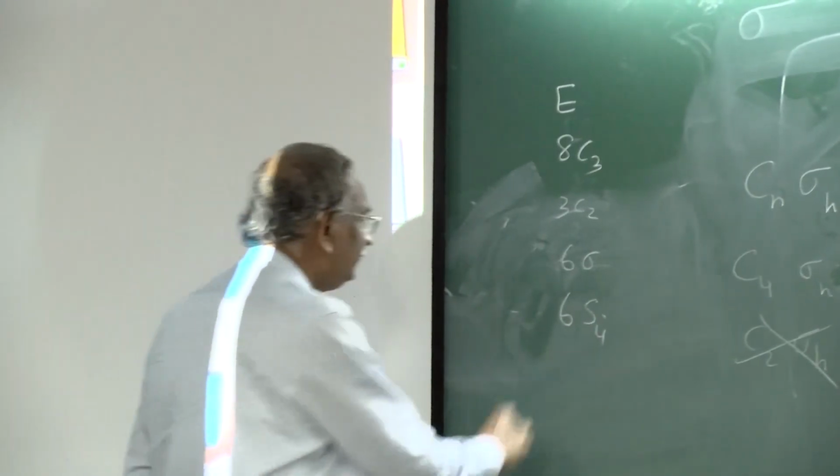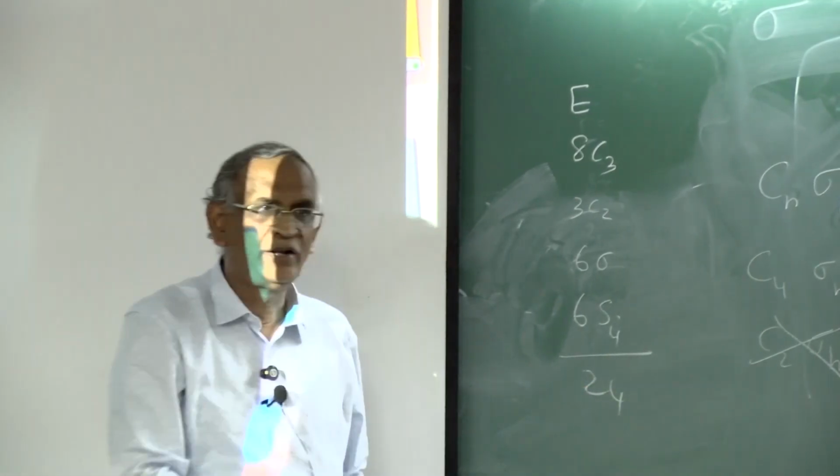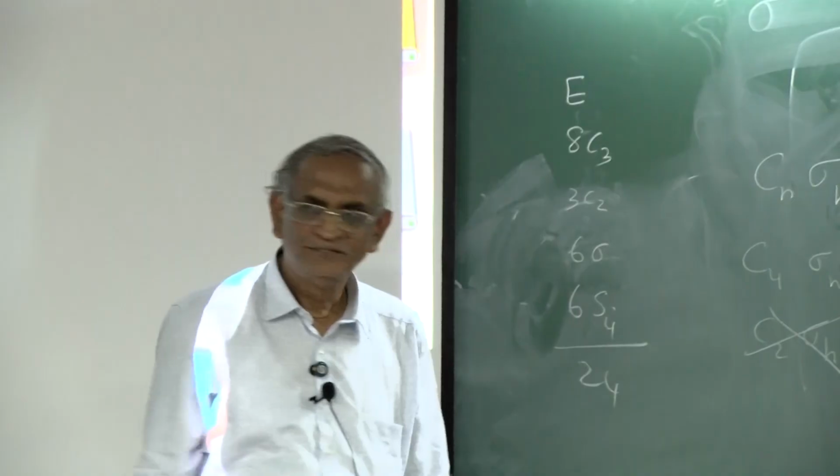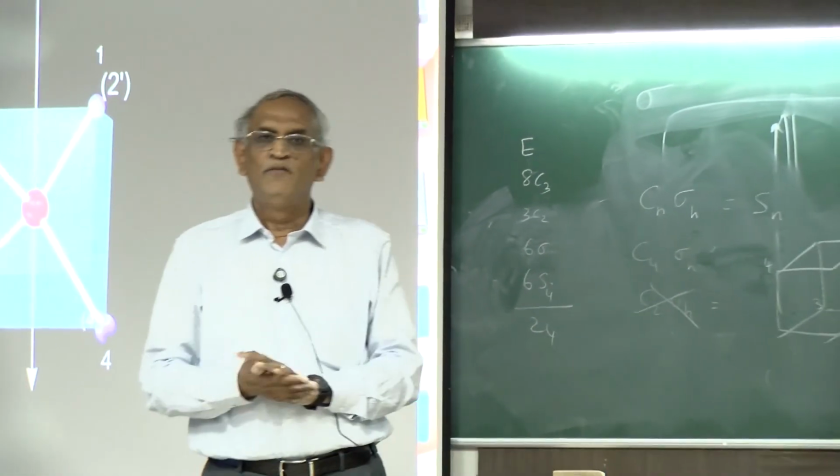What is the total? 24. Okay, only one more element that the molecule has to have as a symmetry, which is the inversion symmetry.